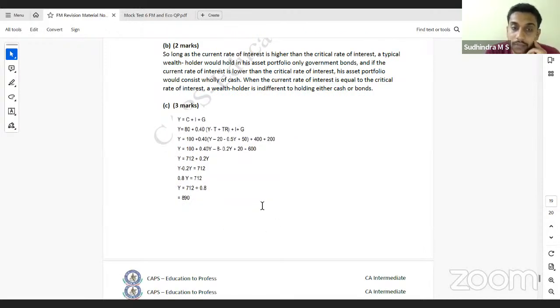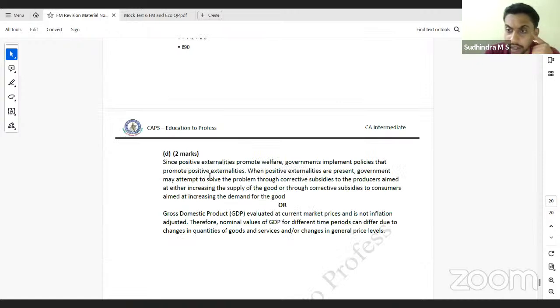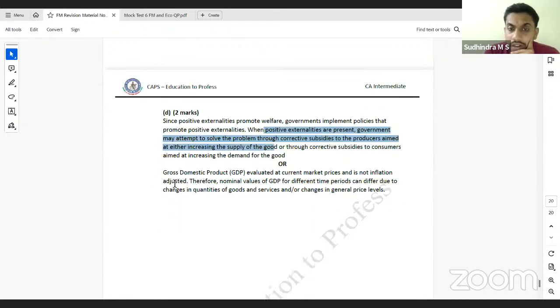Then advantages of positive externalities. So first alternative question. There it was asked for 2 marks. If we write, it promotes welfare, governments implement policies to promote positive externalities, you will get 1 mark. Then when it is present, government may attempt to solve the problem through corrective subsidies to the producers aimed at increasing the supply. This point gives you 1 mark. Or alternatively, nominal GDP. So here, evaluated at current market price and inflation is not adjusted. Very important point. You'll get 1 mark. And for different time periods, nominal values of GDP differ due to change in quantity of goods, carries 1 mark.